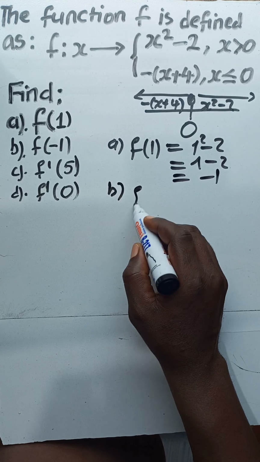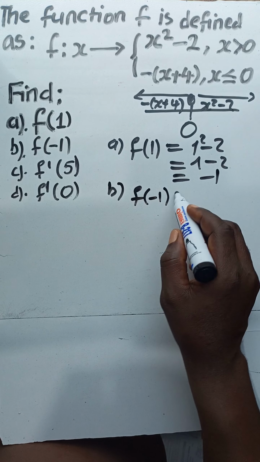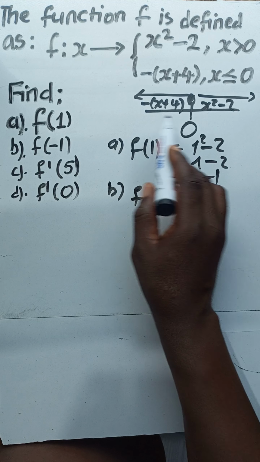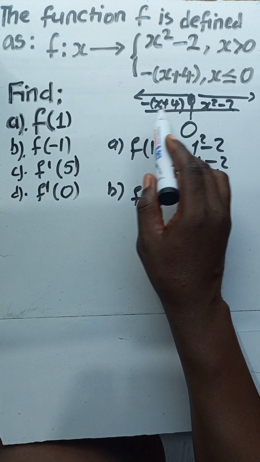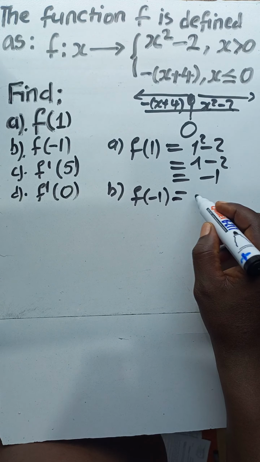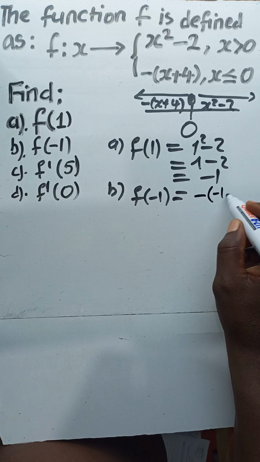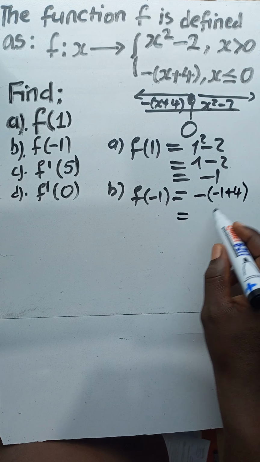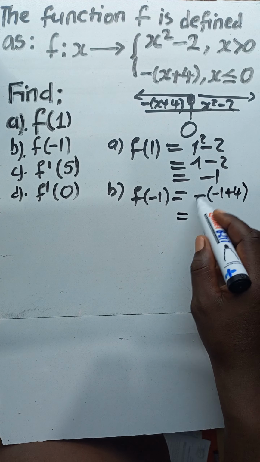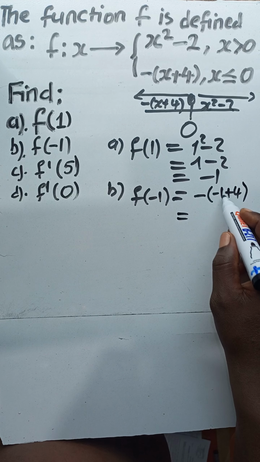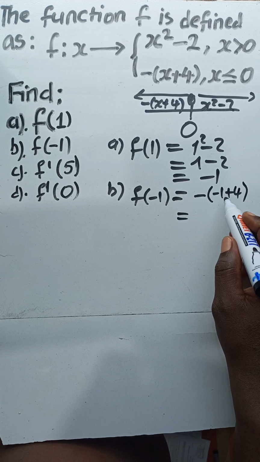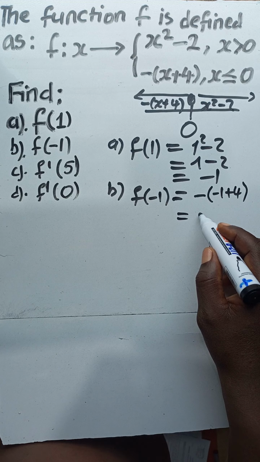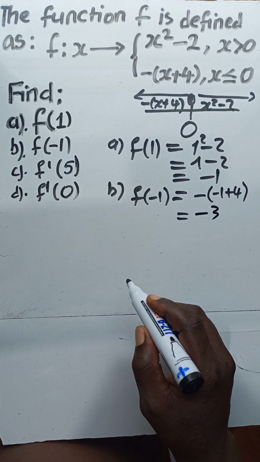Same thing, now f of negative 1. In which part of the domain do we have negative 1? Negative 1 is to the left of 0. So this is the definition we're going to use. We're going to have negative into negative 1 plus 4. Let's first do what we have inside the parenthesis. Negative 1 plus 4 is simply 4 minus 1, which is 3. So we have negative 3.